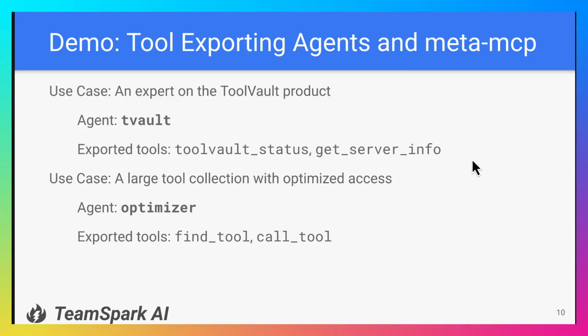So let's see what that looks like in a demo. This will be fun. We're going to do two demos. We're going to have one where we've already created an expert on the ToolVault product, an agent. It's called TVault. And it has a couple of exported tools, ToolVault get status and get server info. And then we have another use case, which is an MCP optimizer example where we take a large collection of tools and we build optimized access to that. So we have an agent called optimizer, and it has an exported tool called find tool and one called call tool. So they're both pretty straightforward.